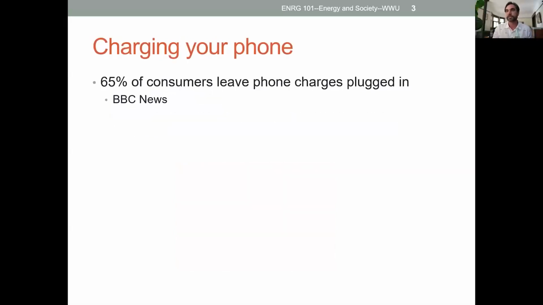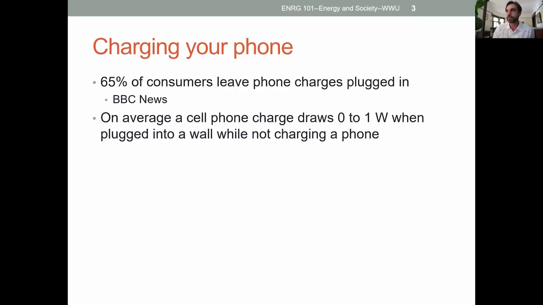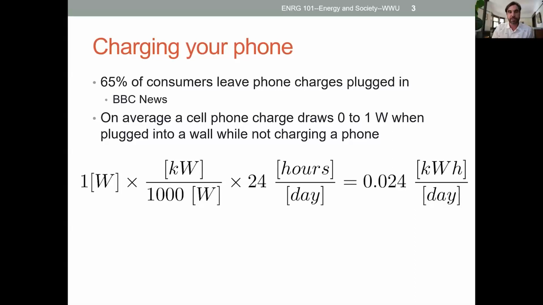All right, so let's look at this. This is a couple years back, but there's this BBC, British Broadcasting Company, don't get excited, exposé about vampiric devices. So these so-called devices that use power, use energy without providing a useful service to you. And so they found that 65% of consumers leave phone chargers plugged in. On average, a cell phone charger draws 0 to 1 watts when plugged into a wall while not charging a phone. And so we can figure out how much energy this consumes. Remember, energy equals power times time.